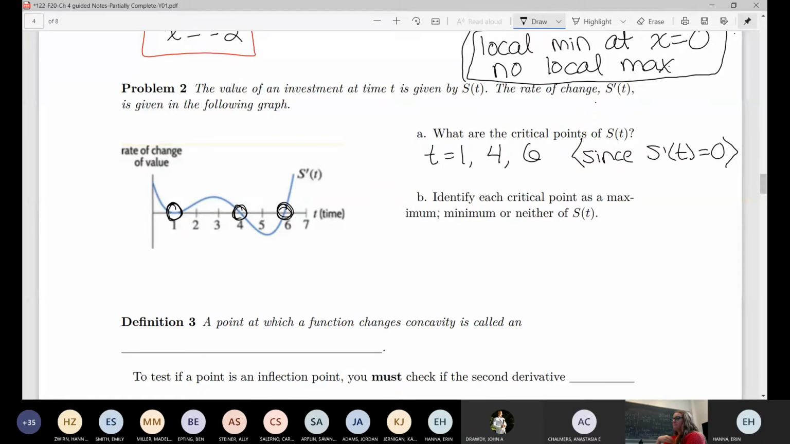So now we want to identify whether these critical points are maximums, minimums, or neither of the original function.